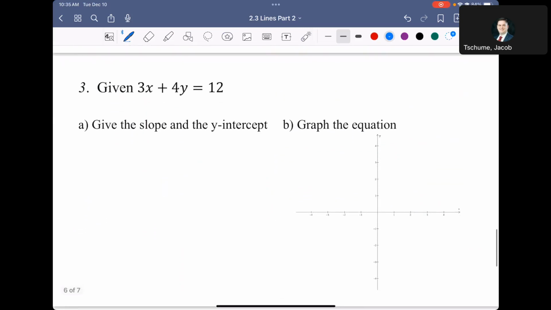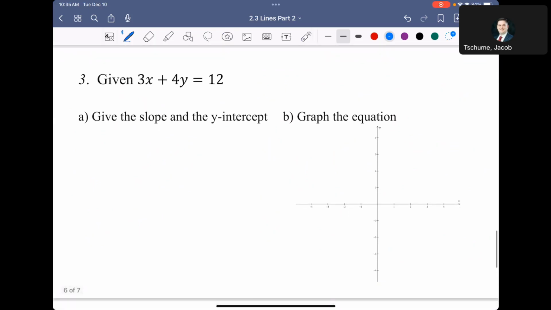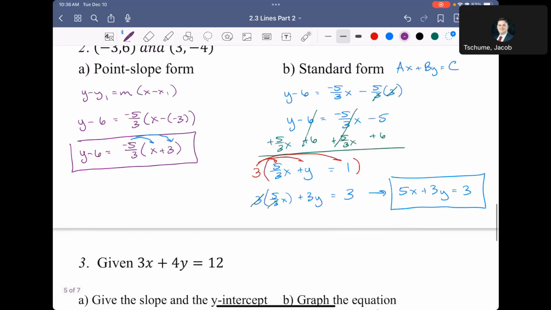All right, and so to wrap up this video, I have a couple more slides of kind of random questions, but we want to make sure we tie everything together to wrap up our lines discussion. So on number 3, given that 3x plus 4y equals 12, which as you can tell is standard form, I want you to find the slope and the y-intercept and then use that to graph your equation. So if you remember earlier, I gave y'all a formula to find slope if you are given standard form. So if I scroll back up real quick, hopefully you jotted it down.